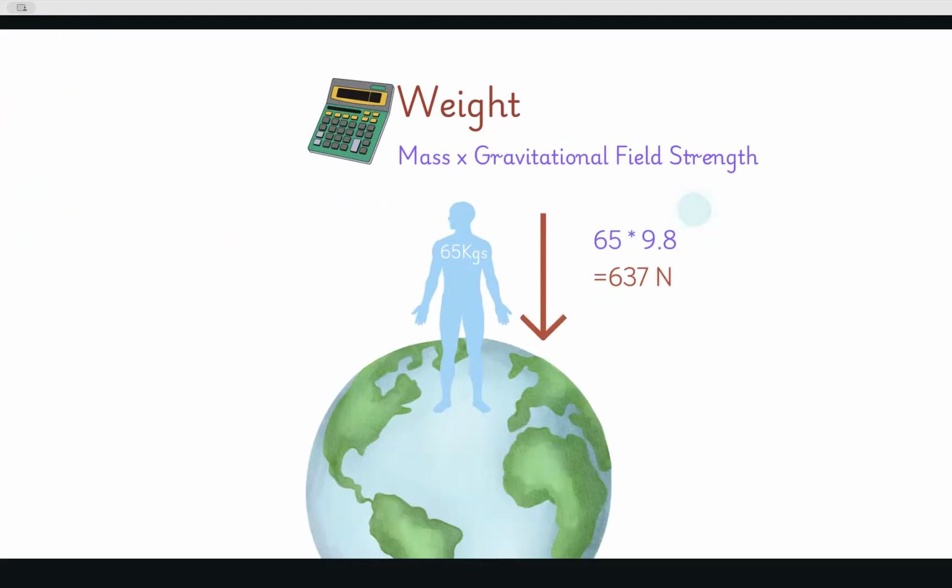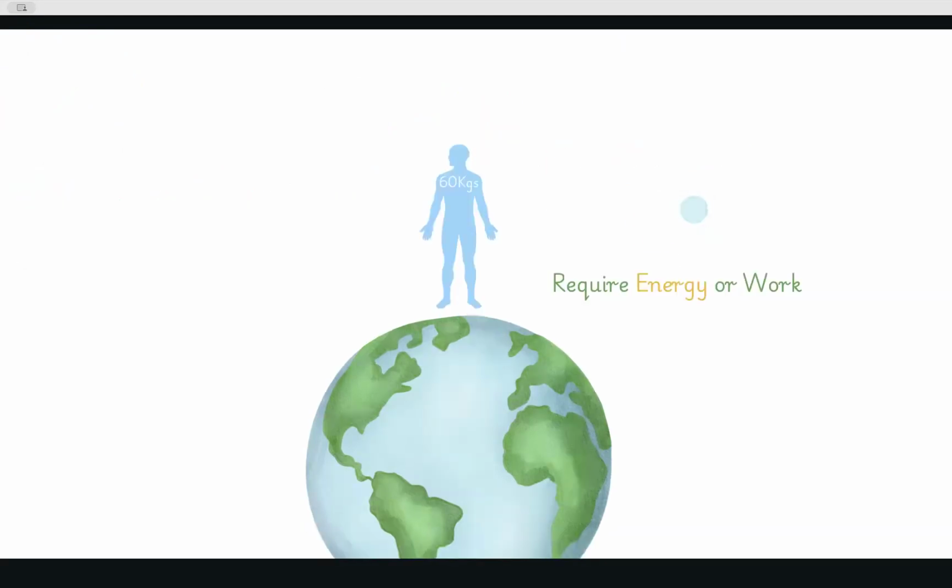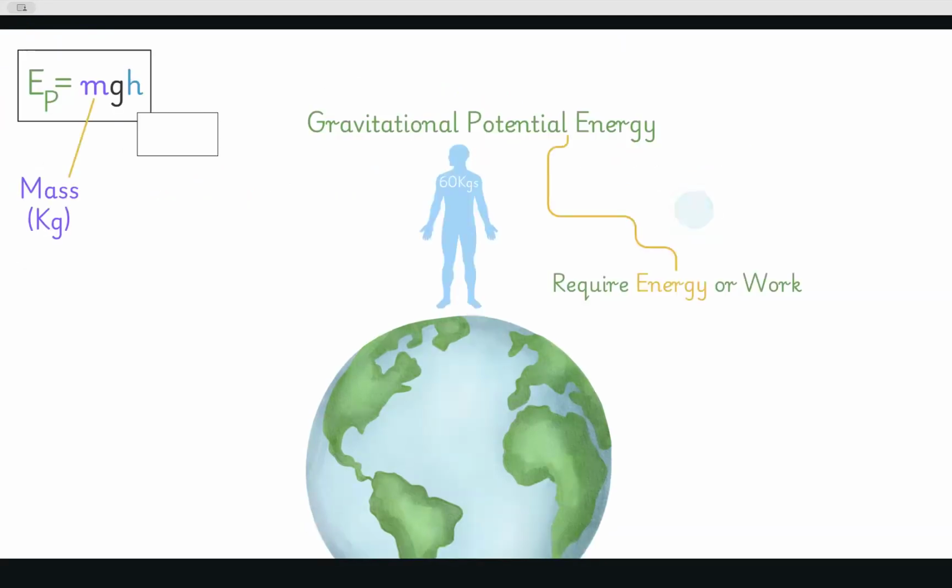The units for this: mass is in kilograms, gravitational field strength is in newtons per kilogram, and the height is in meters. And energy is measured in joules.